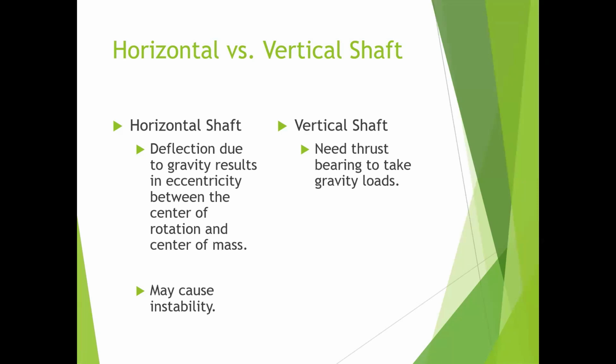On the contrary, for a vertical shaft, you need a thrust bearing to take the gravity load. If we orient this shaft this way, you must have some mechanism to support the gravity. Otherwise, it's going down, right? Okay, so be very, very careful.